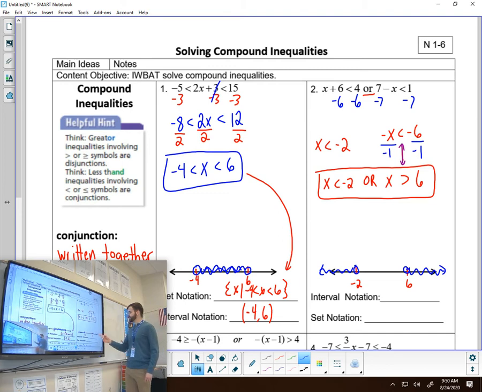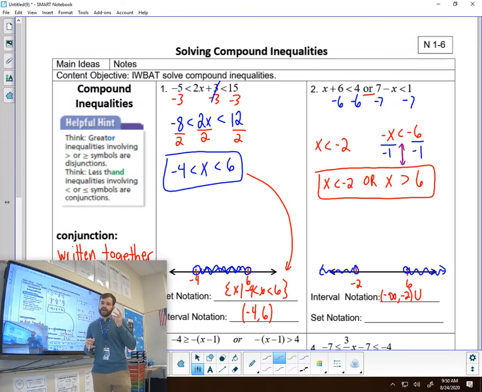Okay, for interval notation, I'm going to write parentheses, negative infinity to negative 2, union. Remember, we use that U for interval notation whenever we have two pieces. Okay, union, parentheses 6 to positive infinity. Y'all see how this matches up with my graph here, right? We go from negative infinity up to negative 2, parentheses because it's not equal, union, that's kind of the gap, parentheses because it's not equal, 6 to positive infinity.